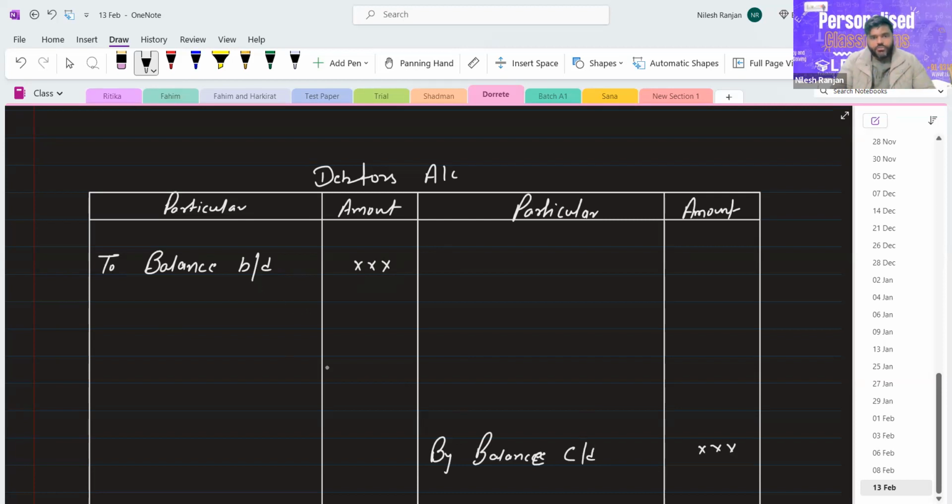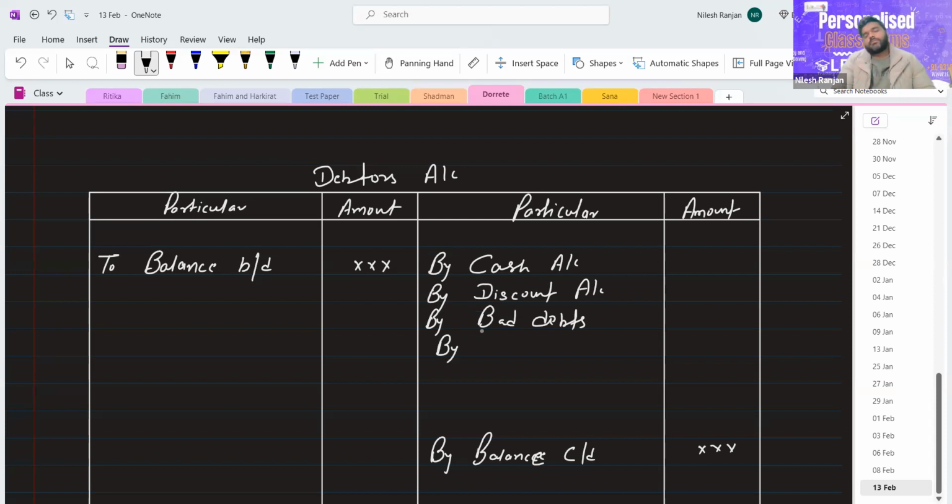Now, between these two balances, there are many items. Like if you receive cash from debtors, it will be by cash. If you give discount to debtors, then it will be by discount account. If any debtor becomes insolvent, then you will write bad debts here. So by cash, by discount, by bad debts, by sales return, if there is. In the debit side, it will always be credit sale. So, to sales.